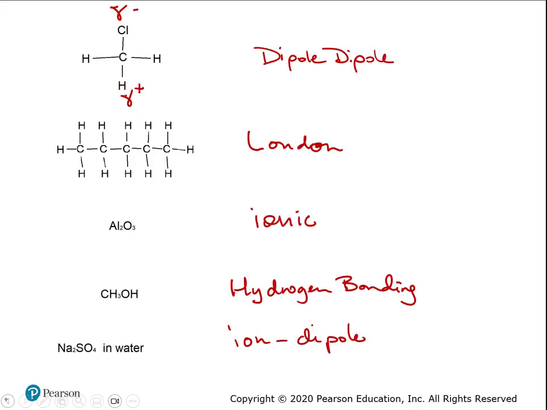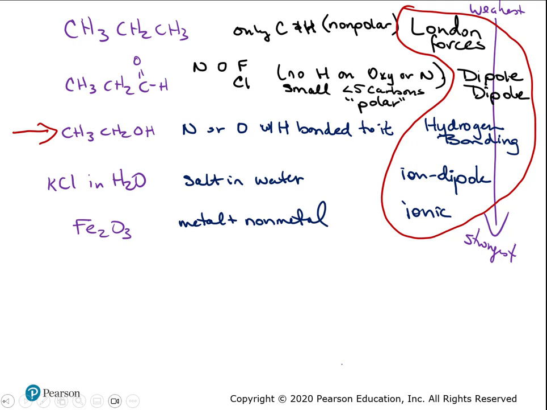Going back one, remember that these were the 5 different forces. If you see nothing but carbon and hydrogen, it's London forces. If you have a nitrogen, oxygen, fluorine, or chlorine with no hydrogens directly connected to the nitrogen or oxygen, then it's polar. If there is a hydrogen bonded to the nitrogen or oxygen, then that can do hydrogen bonding.